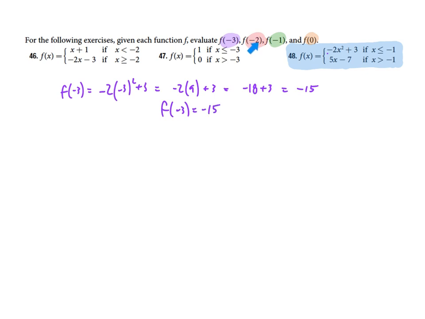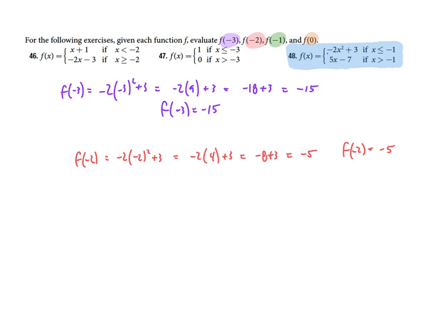And then I'm going to go to negative 2. Negative 2 is less than or equal to negative 1. So f of negative 2 equals negative 2 times negative 2 squared plus 3. Again, follow PEMDAS, so we square first. Negative 2 squared is 4, times negative 2 is negative 8, plus 3, which is negative 5. So f of negative 2 equals negative 5.